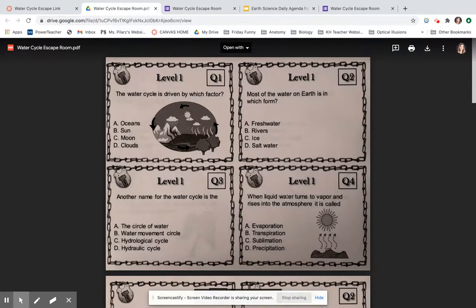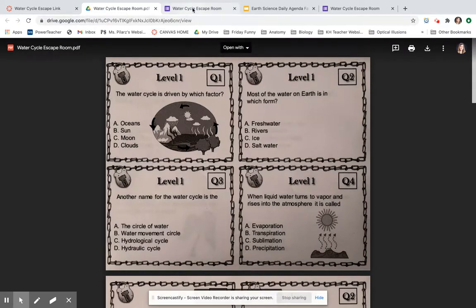Number 4, when liquid water turns into vapor and rises into the atmosphere, it is called, so it's going from liquid water and turning into water vapor. That would be evaporation. So question number 4 is A. So again, I have written down on my paper right now, number 1 is B, number 2 is D, number 3 is C, and number 4 is A. Okay, so those are my first 4 answers.